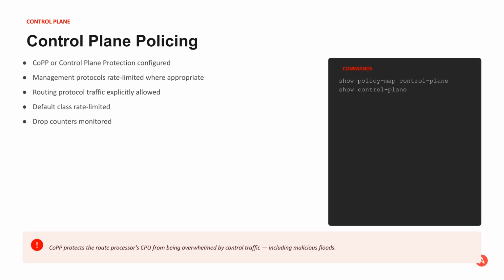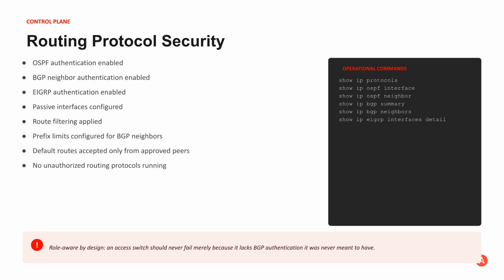Our framework assesses whether CoPP is enabled and correctly configured. Because aggressive rate limiting can cause service disruptions, we treat these findings as critical items for manual review rather than automated remediation. For routing protocol security, we utilize role-based profiles to ensure we only apply relevant checks. We verify authentication for OSPF, BGP, and EIGRP, and check for the proper use of passive interfaces and route filtering. This approach reduces noise by avoiding alerts for protocols that are not in use.